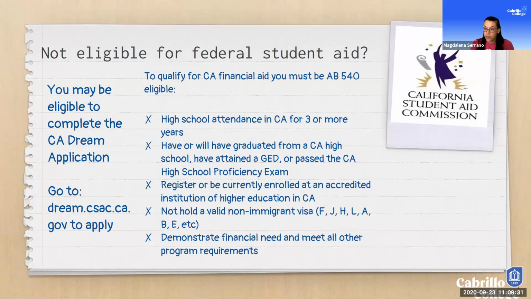If you are a student that is not eligible for federal student aid because of your citizenship status, there is the California DREAM Act. This allows you to be eligible for state and institution-based aid. You do need to fit one of the criteria in order to be eligible, but there are funds available for students in the state of California, which is really, really great.